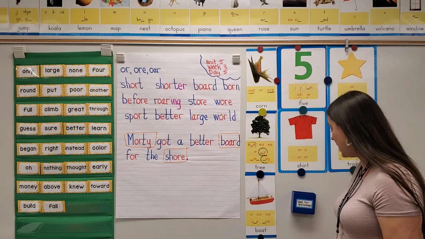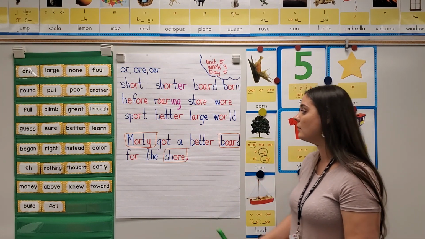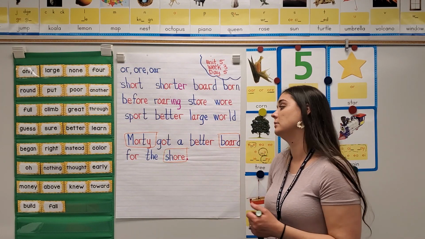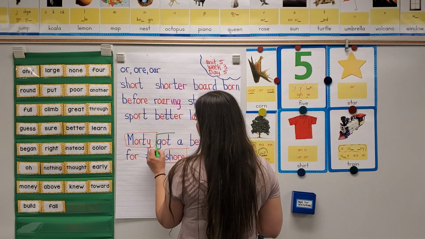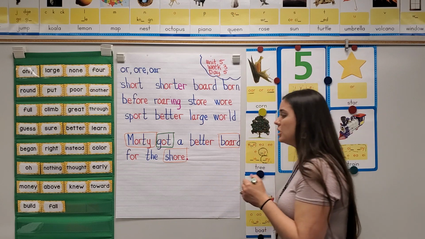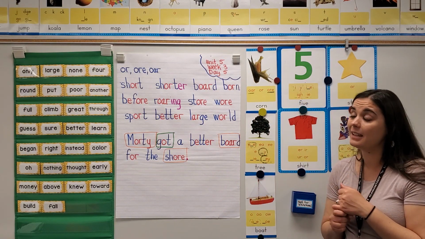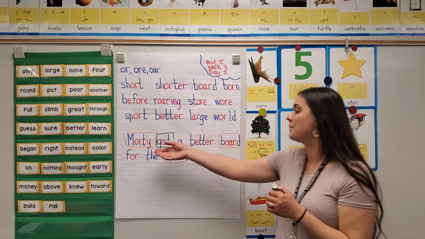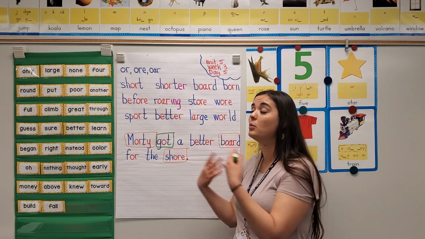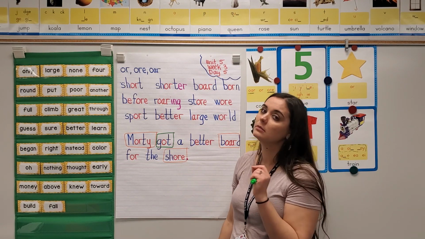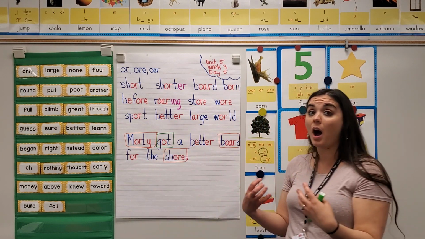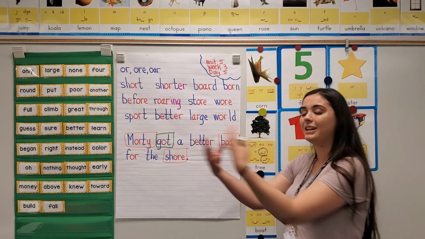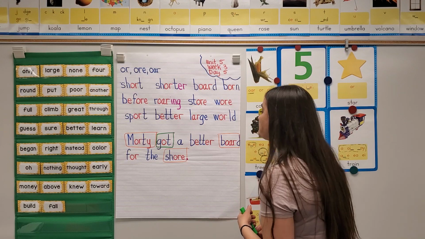Now let's get a verb. The word got is the verb in our sentence. And you're not necessarily seeing Morty do it, but it is something that he has done. Okay, so he went to the store. Went would have been a verb as well. He went to the store and he bought a better board. He got a better board.